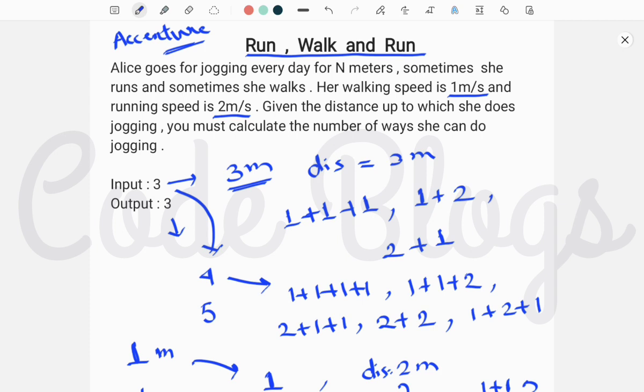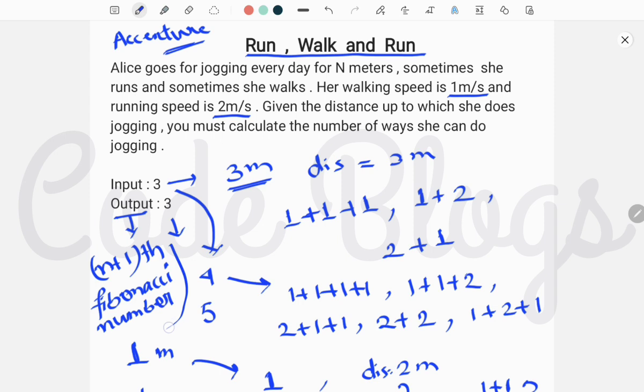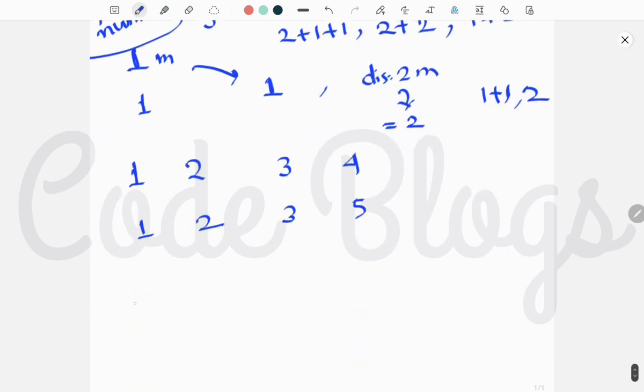The output is the n plus 1th Fibonacci number. This is the main logic of this problem. If the input is n, then the output becomes the n plus 1th Fibonacci number. Just as simple. We know the Fibonacci series is 0, 1, 1 and then 2, then 3, then 5 and then 8. These are the numbers and the positions are 0, 1, 2, 3, 4, 5, 6.